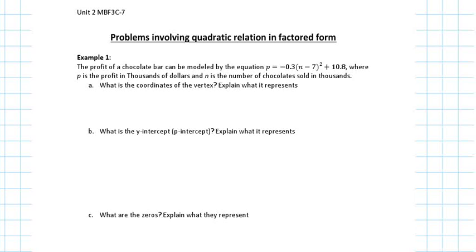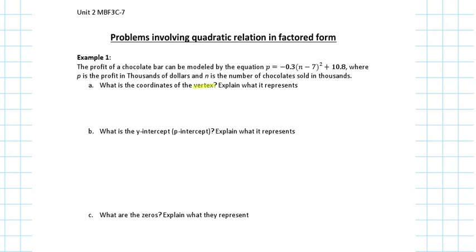What are the coordinates of the vertex? Explain what it represents. So what's the first thing you want to ask yourself here when looking at your equation? What form is it in? That's correct. So what form is this equation in? Vertex form. That's right. And because this is in vertex form, what can I find from the vertex form? The vertex. The question is asking you, what is the coordinate of the vertex? So it's as simple as just reading it from your vertex form.